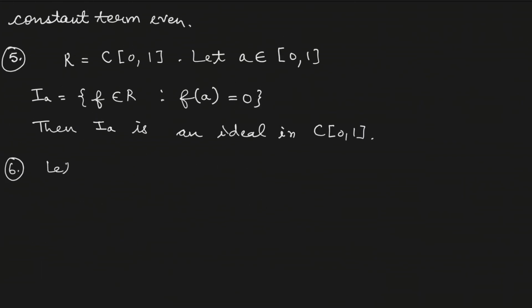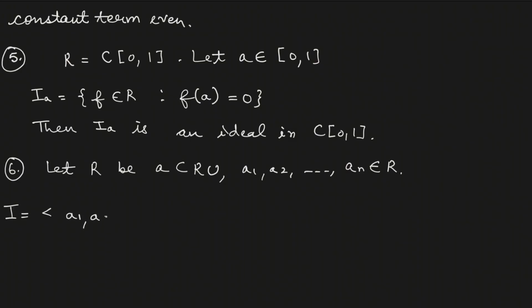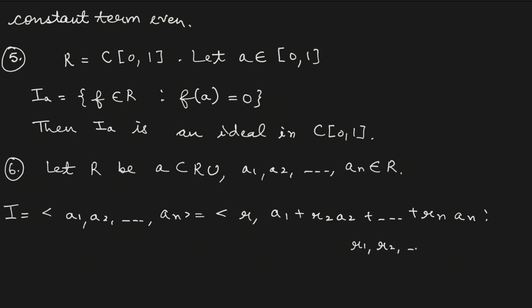Sixth, let R be a commutative ring with unity, a1, a2, so on till an belongs to ring R. I is equal to generated by a1, a2, so on till an, this is equal to r1 a1 plus r2 a2, so on till rn an, such that r1, r2, so on till rn belongs to ring R. Then I is an ideal in R.